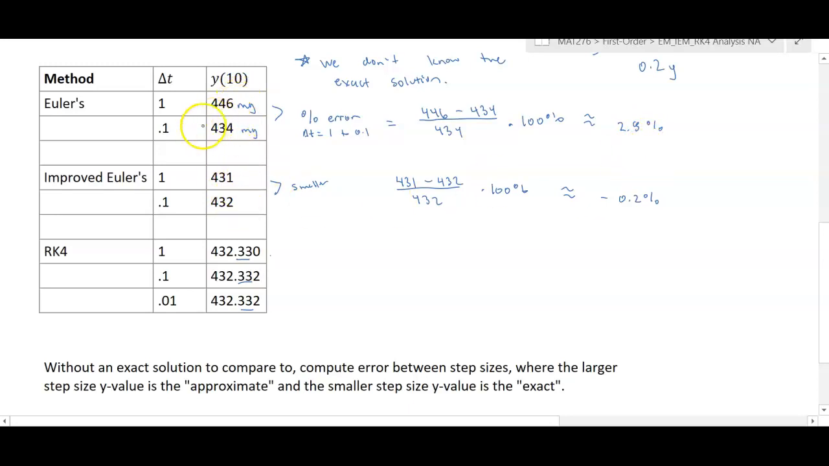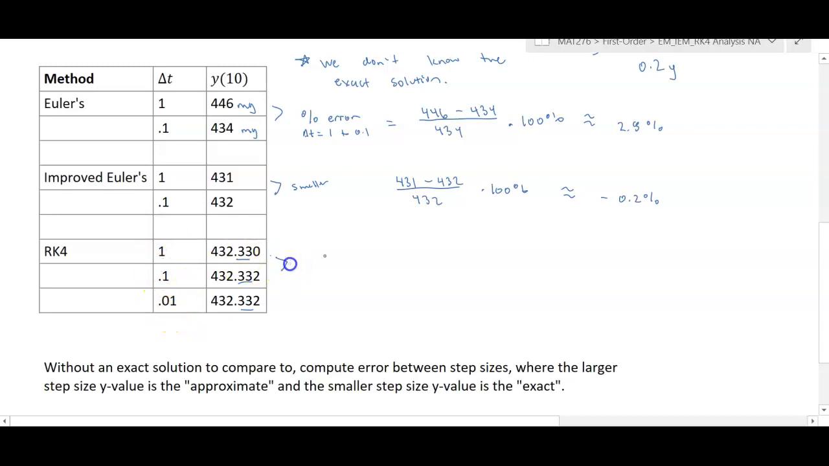Right? Now, you can even tell with Euler's, if we assume that with RK4, we expect about 432.33 milligrams at time 10, then you can see that it's not that far off from that exact value, but we get much better with improved Euler's, and we get much, much better with RK4. Now, we don't want to compare typically the largest to the smallest. We usually want to compare them adjacently.